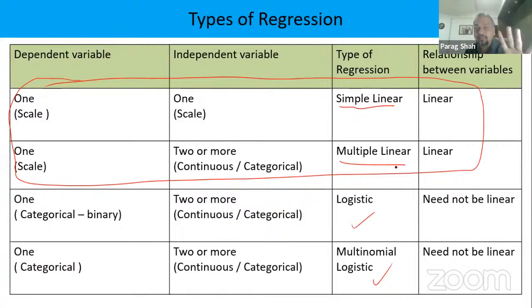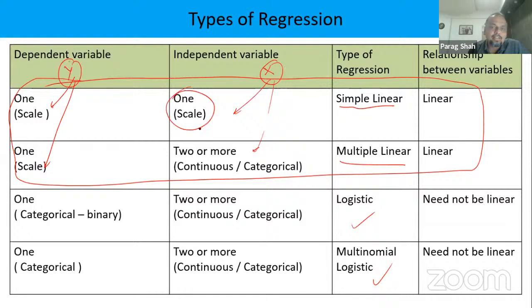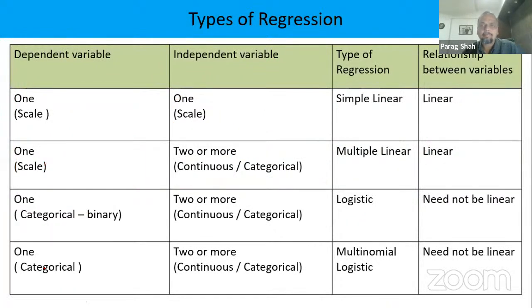So now to make it clear, which type of data will we have? My dependent variable will be scale only. My independent variable can be scale or it can be both. If there is only one independent variable, it is simple linear regression. If there are more, then it is called multiple linear regression. Make sense? Clear?